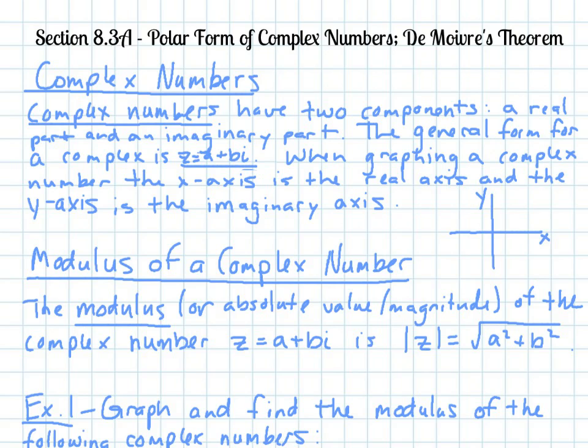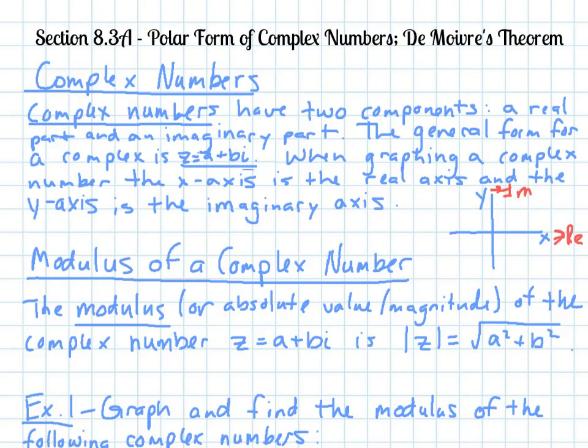The general form for a complex number is z equals a plus bi. As you can see, a is the real part, so a real number, and bi, because b is attached to a value of i, which is imaginary, would be the imaginary part. When graphing a complex number, the x-axis is the real axis, and the y-axis is the imaginary part.